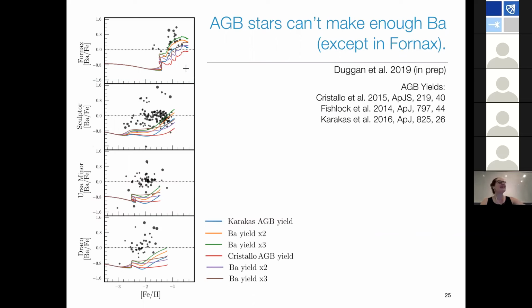Oh, and then finally I wanted to point out that the AGB yield is able to match for Fornax, that green line, so the Caracas AGB yield times 3. But it's unable to simultaneously match Fornax and the other 3 dwarf galaxies.